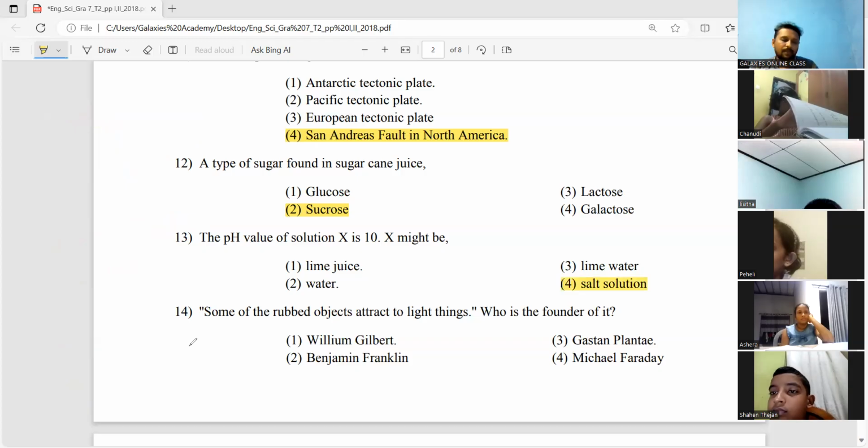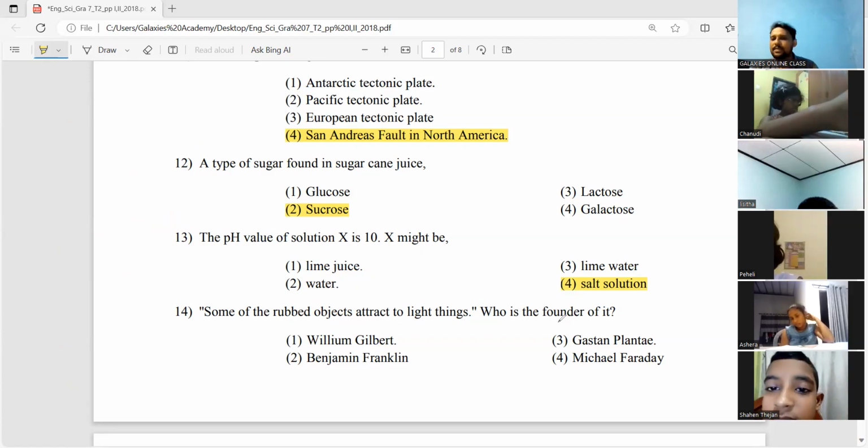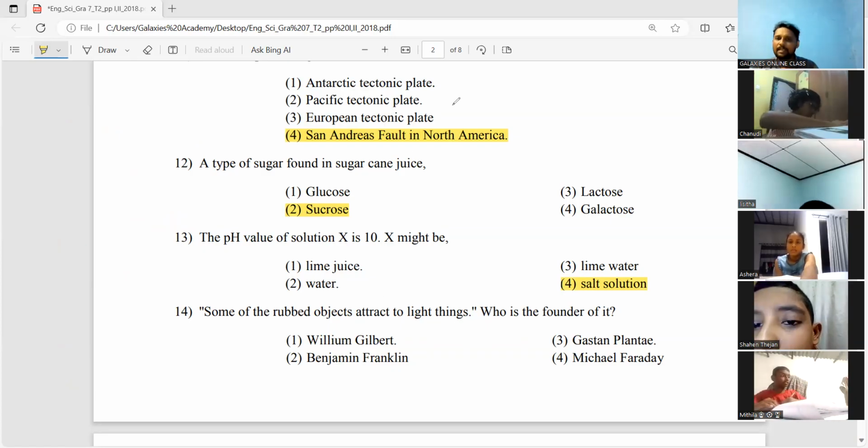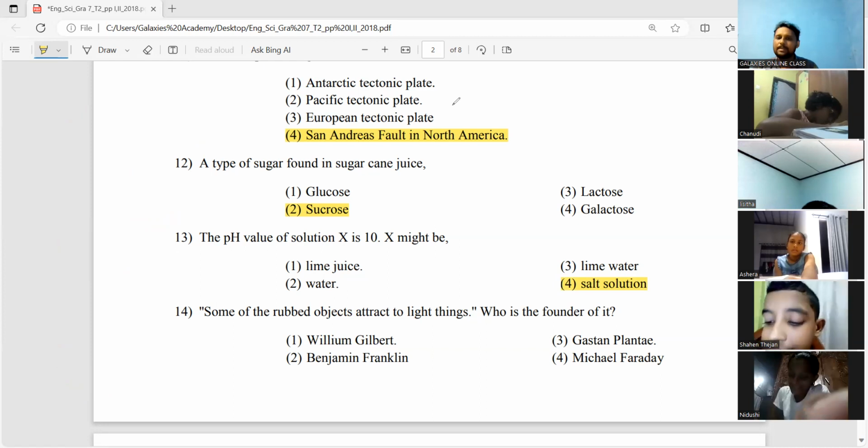Right. Next one, number 14. Some rough objects attract light things. Who is the founder of it? William Gilbert, Gaston Plante, Benjamin Franklin, Michael Faraday. What's the name? William Gilbert. Right, William Gilbert.